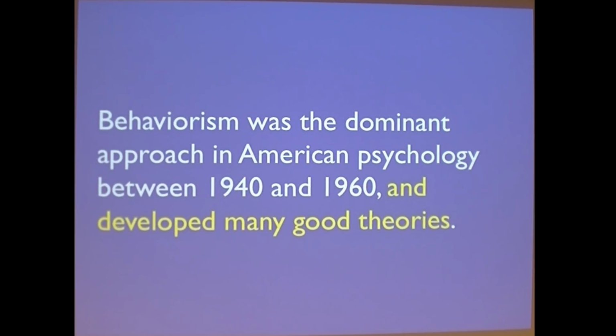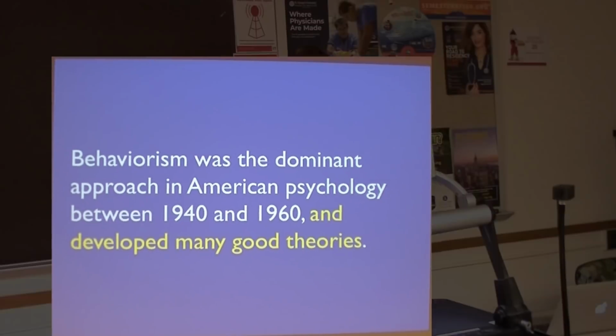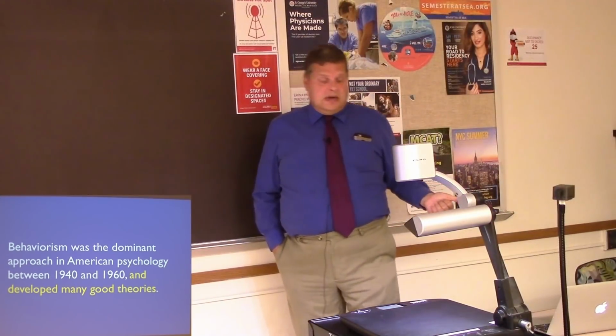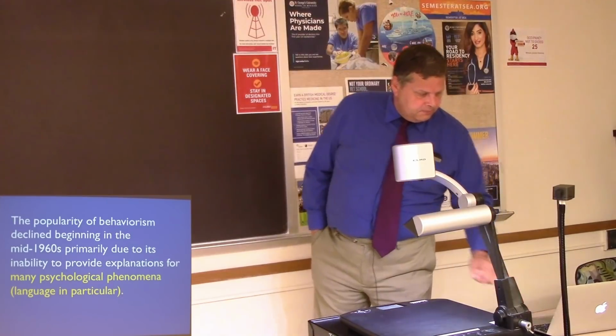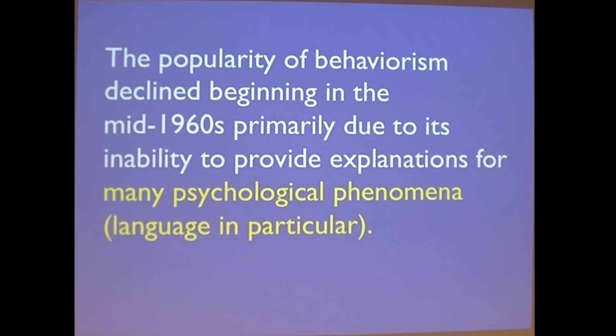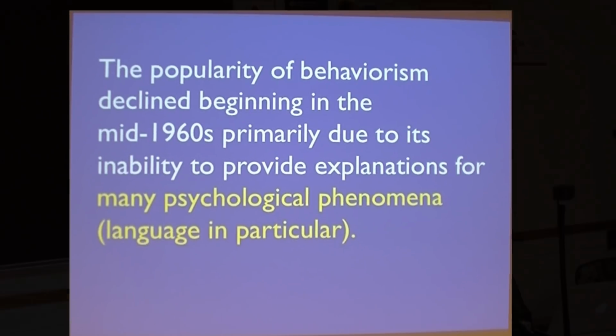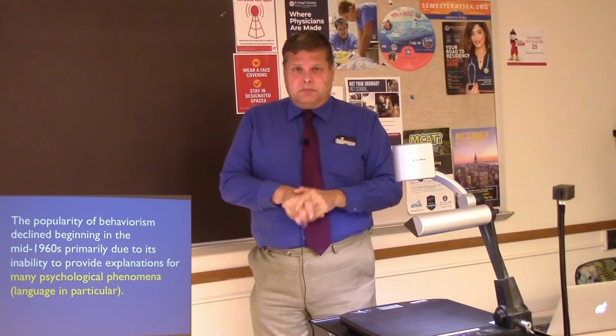So, yeah, that's the point here. Behaviorism was the dominant approach between 1940 and definitely 1960. I think we could go probably all the way to 1970 if we wanted to. So in the middle part of the century, it was definitely the dominant approach to psychology, and they have really good theories of how animals behave. However, the popularity of behaviorism declined starting in the mid-60s, and then pretty much it was not very popular by, I'd say, 1975. And it's mainly because there's a lot of human behavior that behaviorists could not explain.